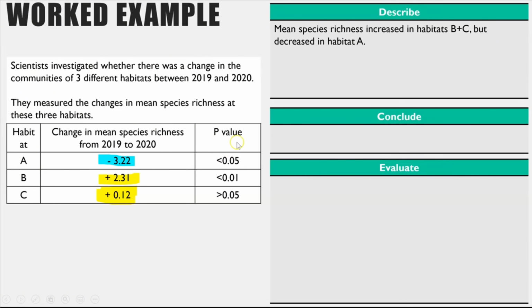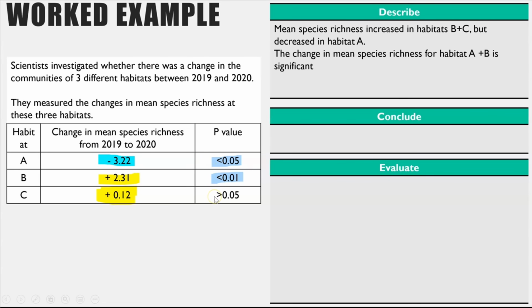The other column is to do with the p-value, and the p-value tells you the probability that this change is due to chance. The p-value is something they would have got after doing a statistical test, and in this case it would have been the student t-test. So what I can then describe from these is that the change in the mean species richness for habitats A and B is significant. That's because there is less than 5% probability, and in this case less than 1% probability, that those two changes are due to chance, and therefore it is a significant change.